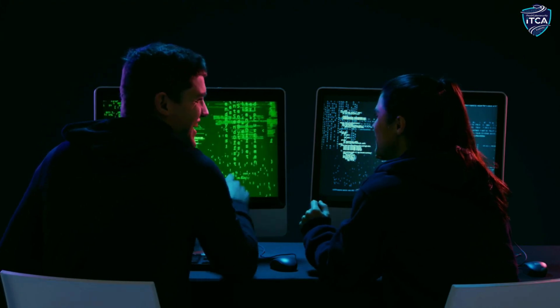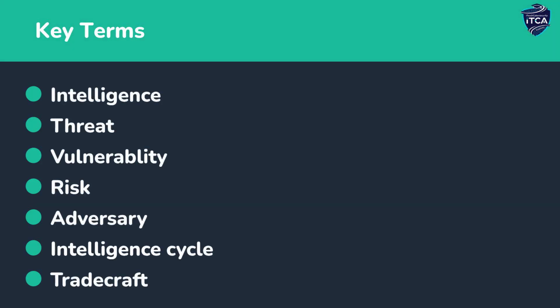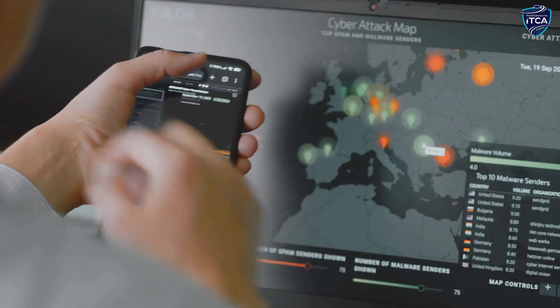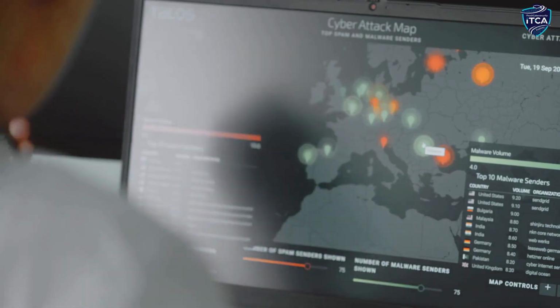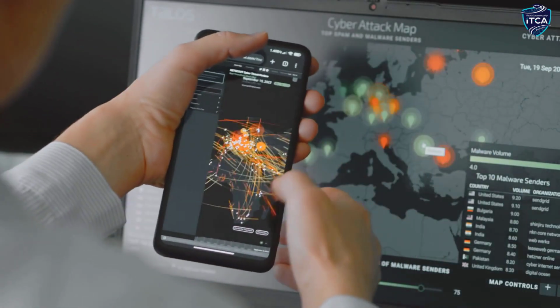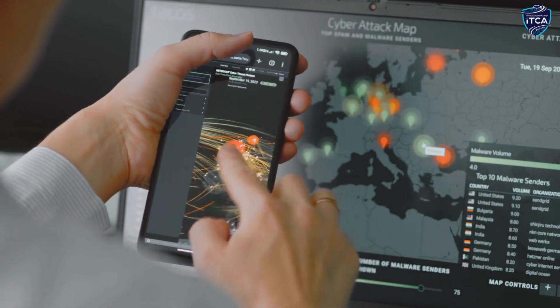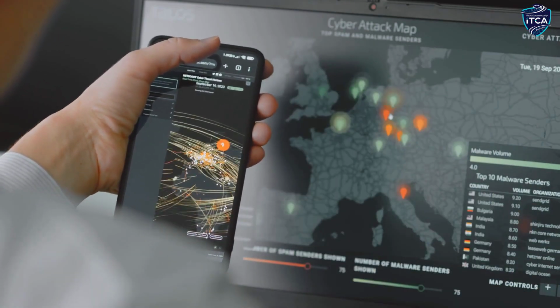ethics and reliability. Key terms to remember from this module include intelligence, threat, vulnerability, risk, adversary, the intelligence cycle, and tradecraft. This module forms the foundation for everything that follows in the Cyber Threat Intelligence course. In the next module, we will build on this foundation and begin applying intelligence concepts directly to cyber threat analysis.